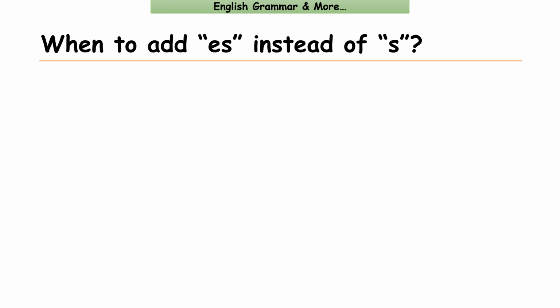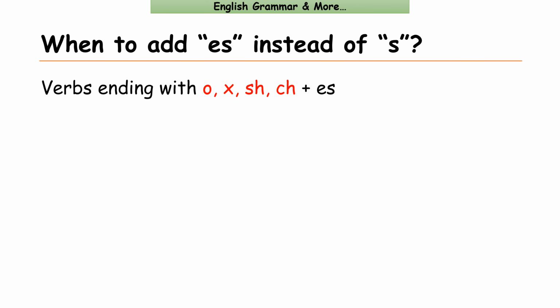Now let's quickly see when we add es instead of s to the end of the verb. We add es if the verb ends with the letters such as o, x, sh, or ch. For example, go, goes, wash, washes.